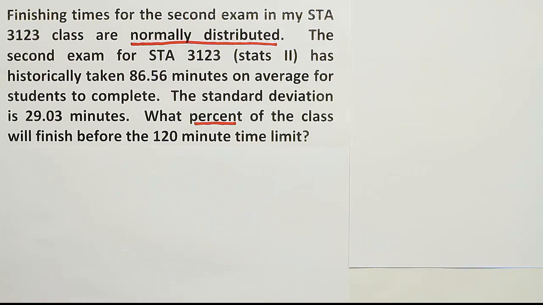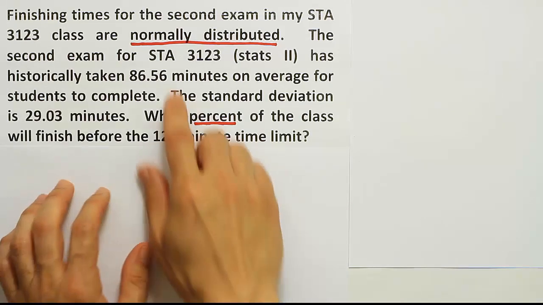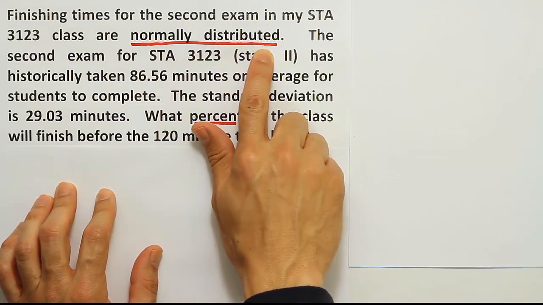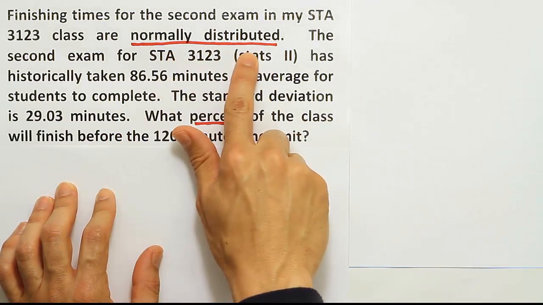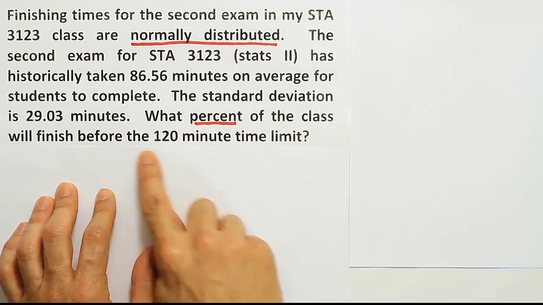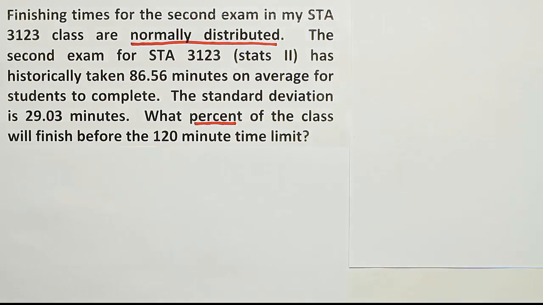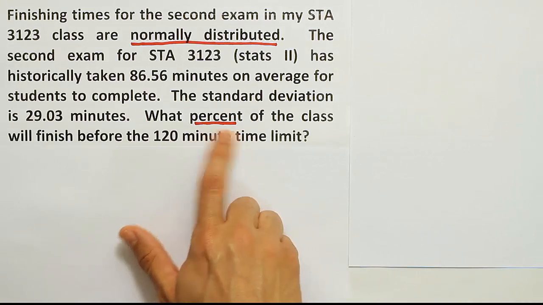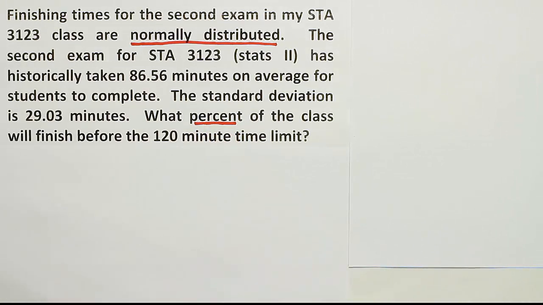Okay, so two key phrases here I've underlined. We have the phrase normally distributed. It says that these finishing times are normally distributed. That means we can use the bell curve to solve the problem. And they're asking for the percent of the class that will finish before 120 minutes. So we're looking for a probability or a percent or an area under a curve.